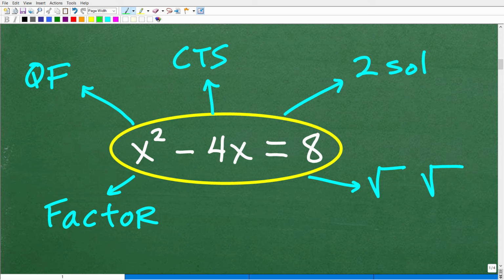But let's just talk about some general things about quadratic equations. Now, the first thing that you should know is that you'll always have two solutions when you solve a quadratic equation. Okay, always, always, always.